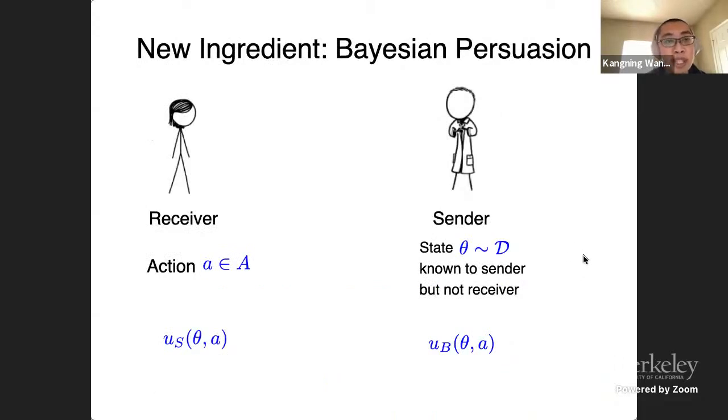So to that end, we introduce a new ingredient to the classical model of Bayesian persuasion, where we have a receiver and a sender. The sender knows some state of the world, theta, but the receiver doesn't know the state. And in the end, the receiver will take some action, and then they will get utilities based on the receiver's action and the state of the world.